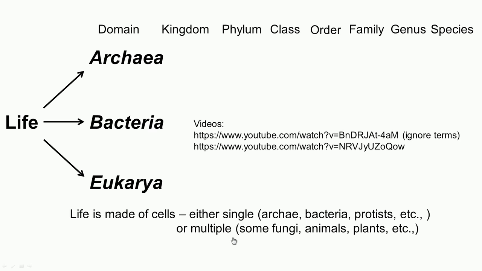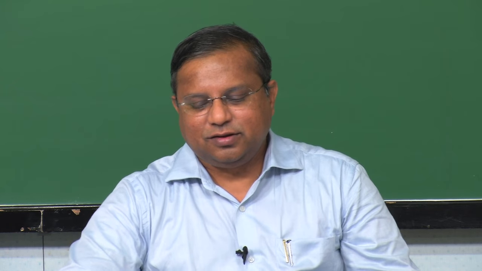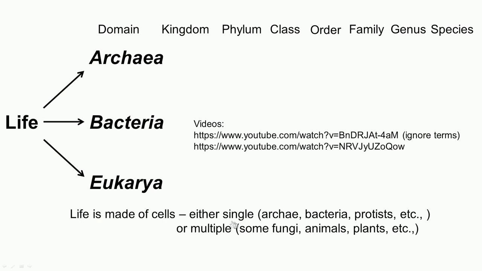Can anybody guess the number of cells in the human body? It is of the order of about 10 power 14, okay, 10 power 14. So, you can imagine the number of cells and how they interact with each other to make life possible.